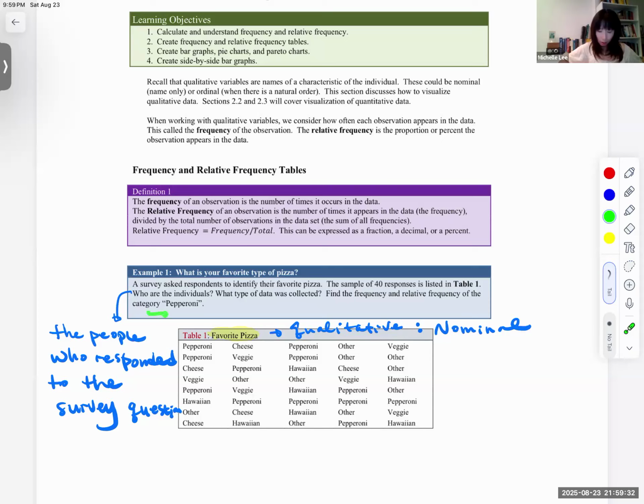Okay, so in the category pepperoni, how many frequencies are there? Can you please count how many there are? Pepperoni. So we have, let me highlight. So 1, 2, 3, 4, 5, 6, 7, 8, 9, 10, 11, 12. Yeah, that's the frequency, 12.